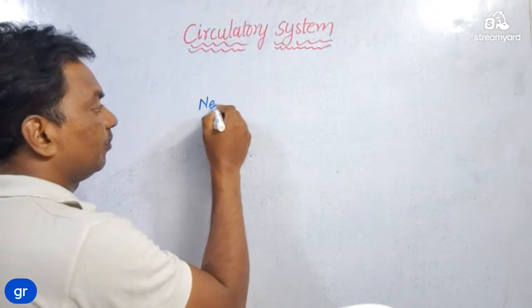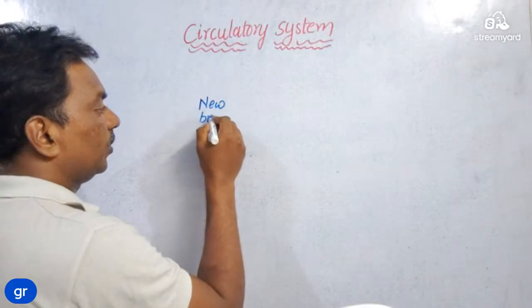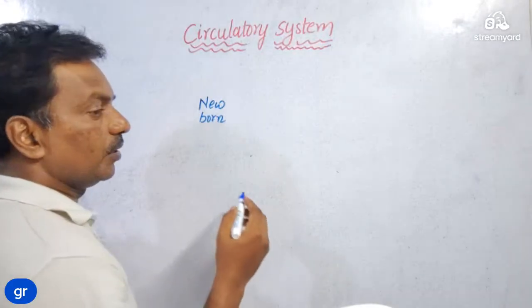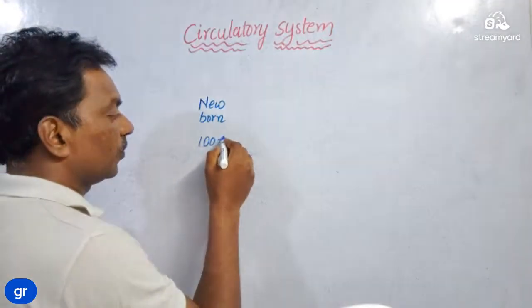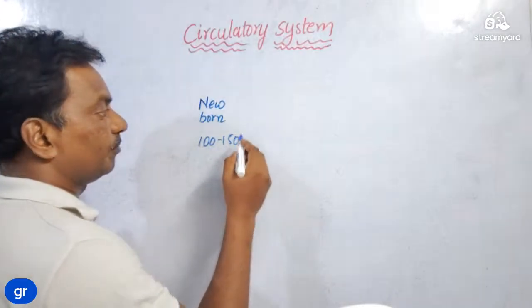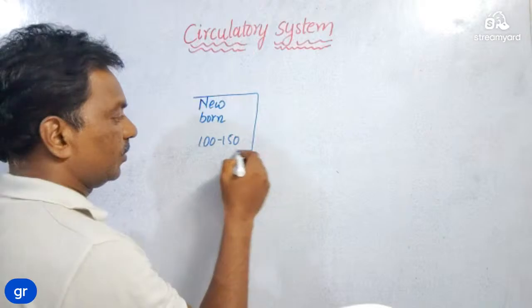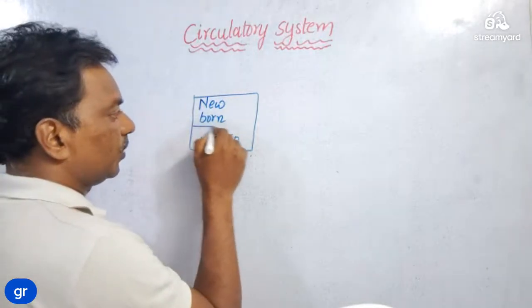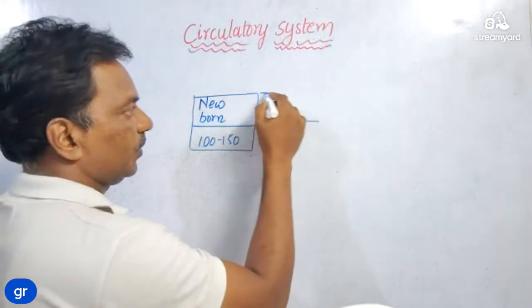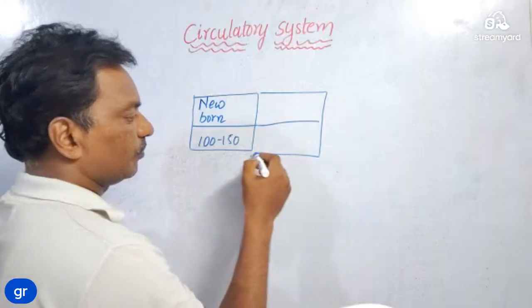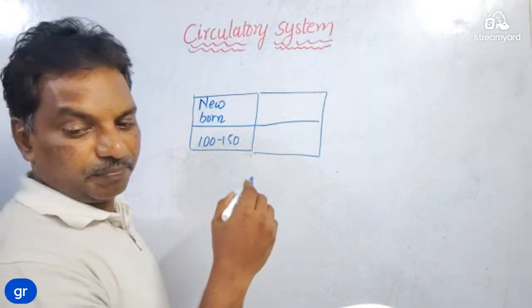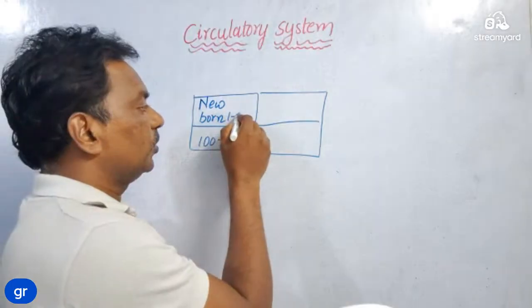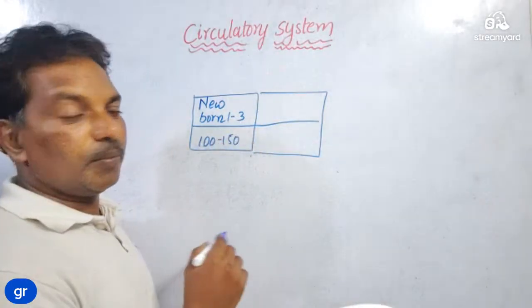Newly born pulse rate is 100 to 150, right? So this is the newly born pulse rate. Next we are going to discuss up to 3 months, newly born to 3 months.